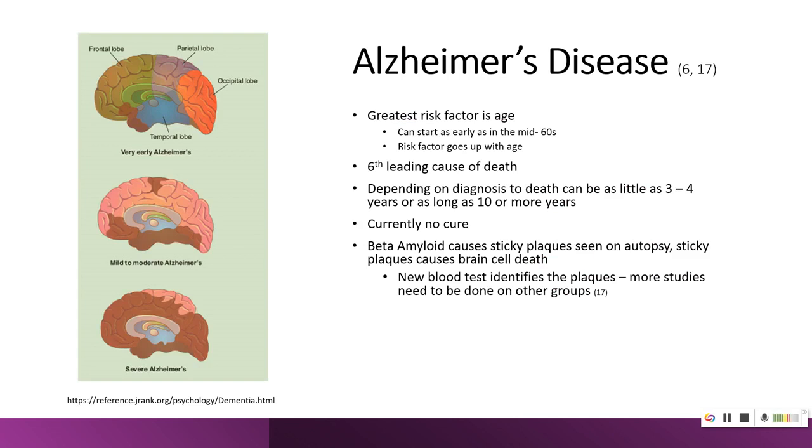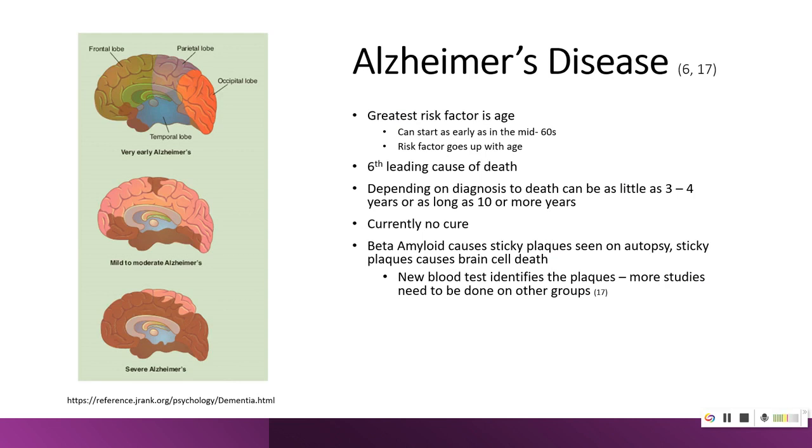Okay, so continuing on with Alzheimer's disease, we find that the greatest risk factor, like we talked about, is age. It can start as early as the mid-60s, and the risk factor does go up with age. It is considered a terminal disease, and at this time it is the 6th leading cause of death. Depending on when the disease is identified, from diagnosis to death can be as little as 3 to 4 years, or can be as long as 10 years. I've taken care of people who've had Alzheimer's presentations for up to 20 years. There is no cure for Alzheimer's.